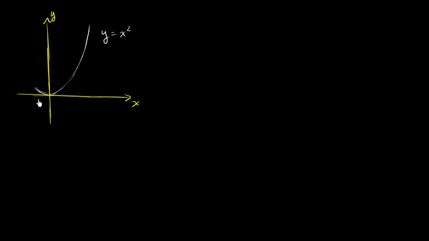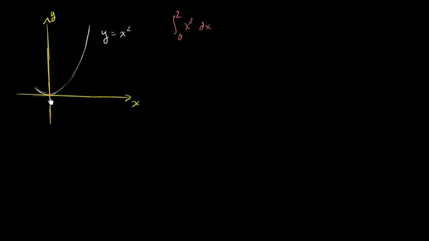Over here, I've drawn part of the graph of y is equal to x squared. And what we're going to do is use our powers of definite integrals to find volumes instead of just areas. So let's review what we're doing when we take just a regular definite integral. So if we take the definite integral between, say, 0 and 2 of x squared dx, what does that represent?